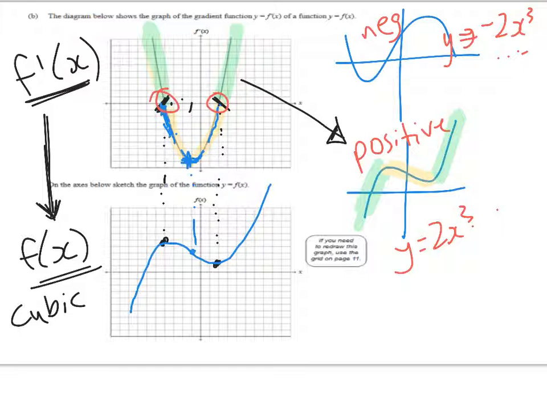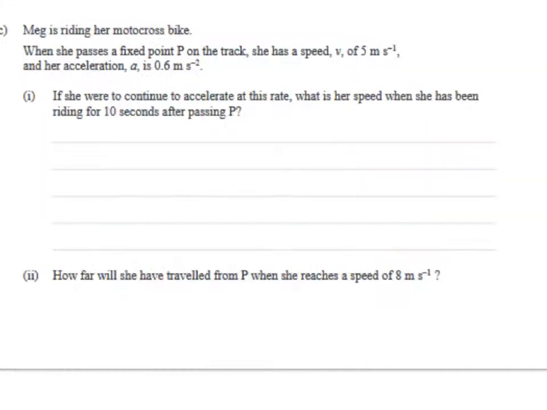And so now we're going to move to the kinematics questions. Right, this one is about me riding her motocross bike, and you can see straight away there's a V for velocity, and there's A for acceleration, and there's a bunch of questions. So just going right back to the start with kinematics, what we're doing is we're linking up displacement, how far we've travelled from a point, velocity, which we generally think of as speed, and acceleration. To move from S to V to A, we differentiate.